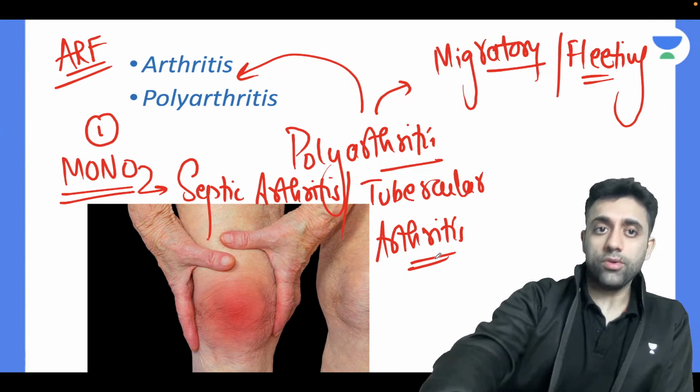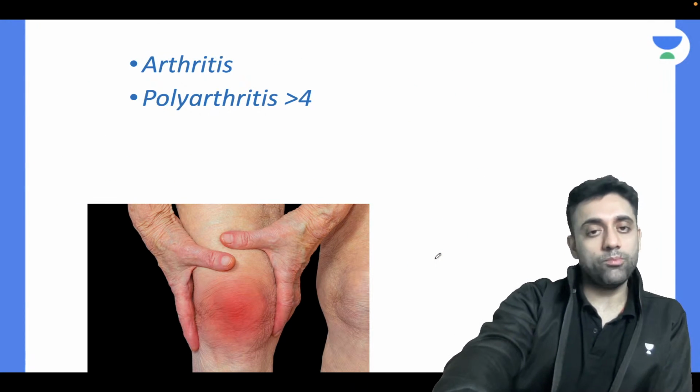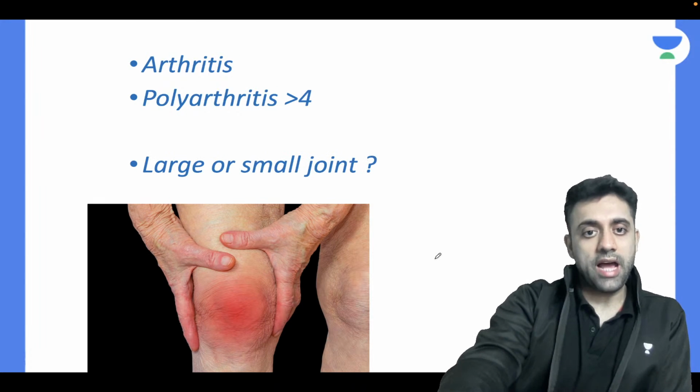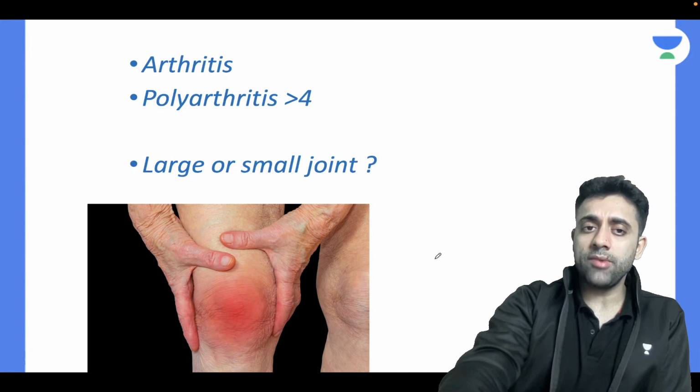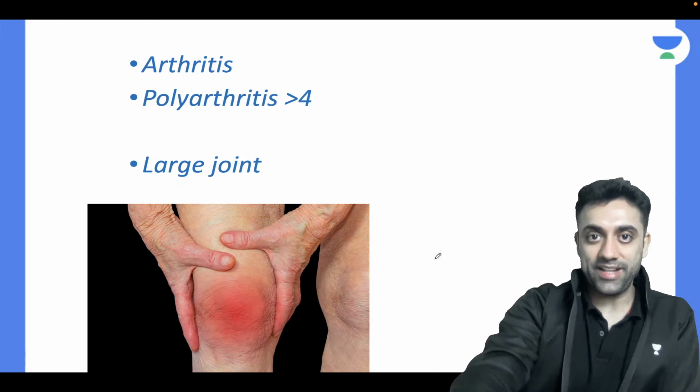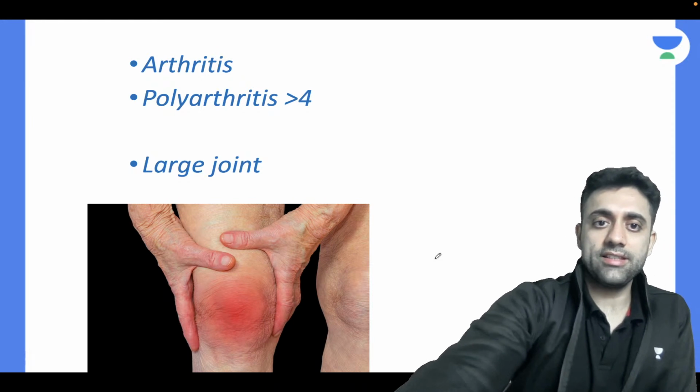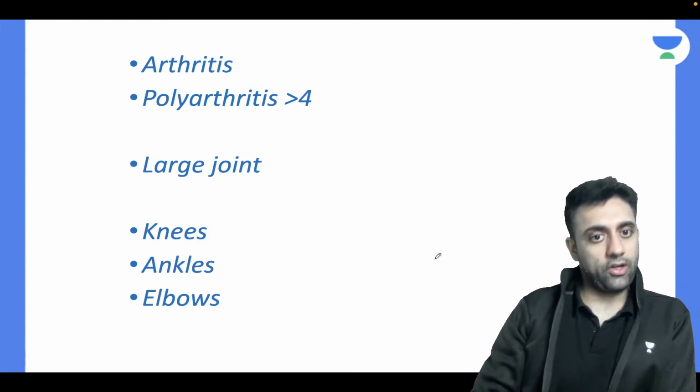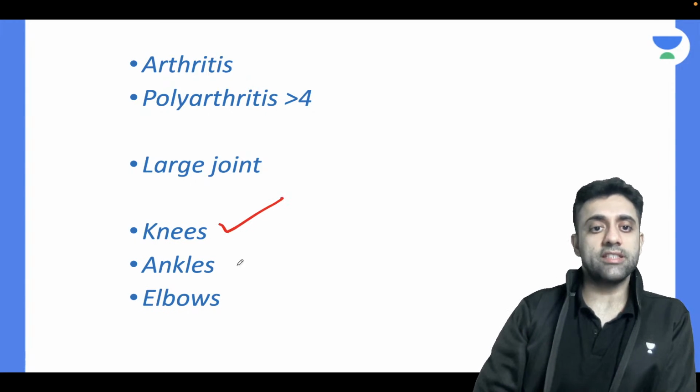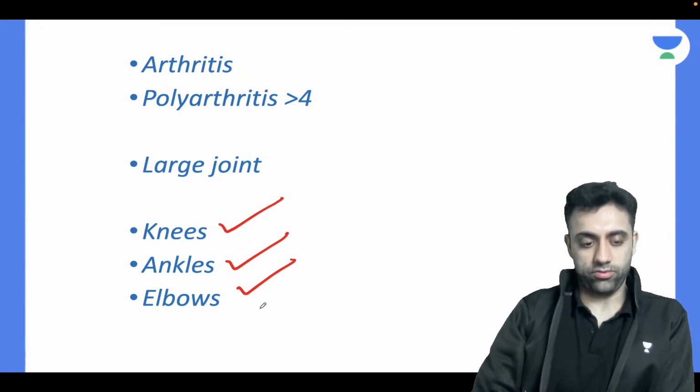Very good. So most importantly, in arthritis, number one, more than 4 joints are involved. Large joint or small joint? In acute rheumatic fever, it is the large joint, right? Very good. And at the same time, we need to know it could be involving the knees or ankles or elbow, right? Yes or no?